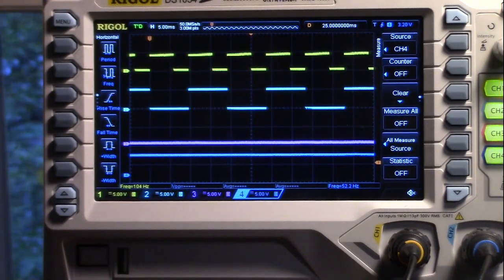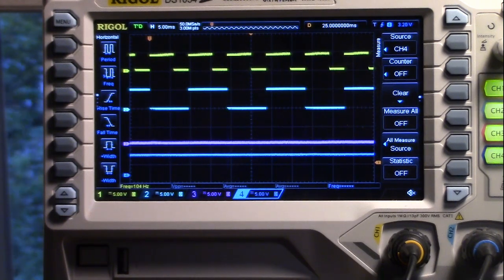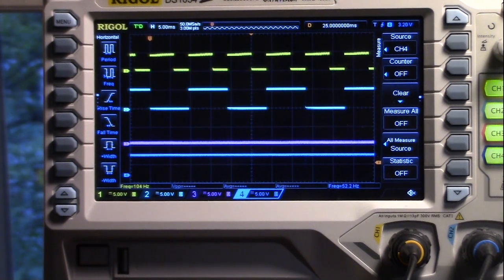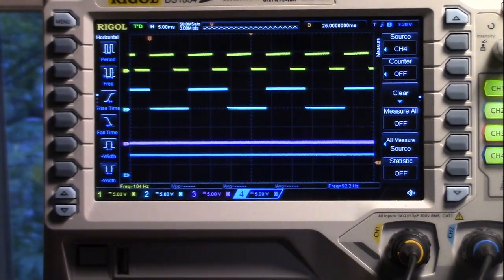Well, what's happening is we actually are counting 0, 0, 0, 1, 1, 0. But when we go to 1, 0, we immediately clear the counter because it's an asynchronous clear and go back to 0, 0. And that count to 1, 0 is happening so quickly that we can't even see it.